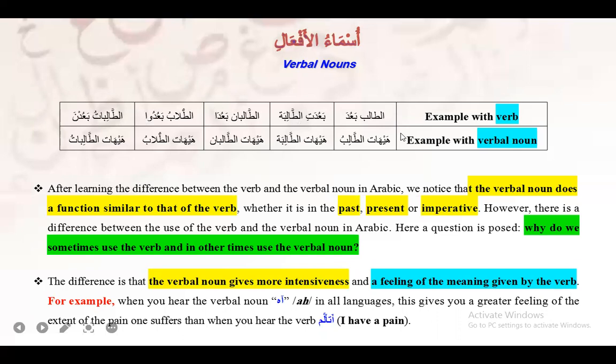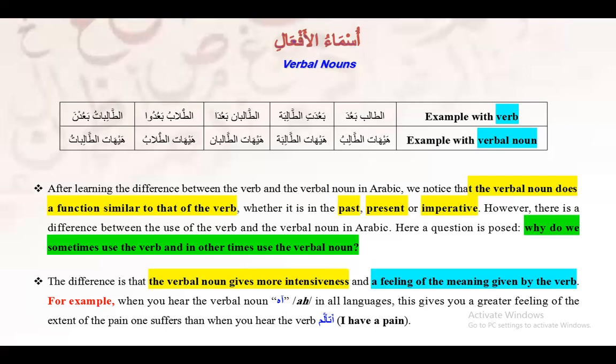But in the verbal noun هيهات, the meaning is the same, yet with the verbal noun, whether the subject is طالب, الطالبة, الطالبان, الطلاب or الطالبات, it does not change. Now, after learning the difference between the verb and the verbal noun in Arabic, we notice the verbal noun doesn't function similarly to the verb. They do not have the same function.